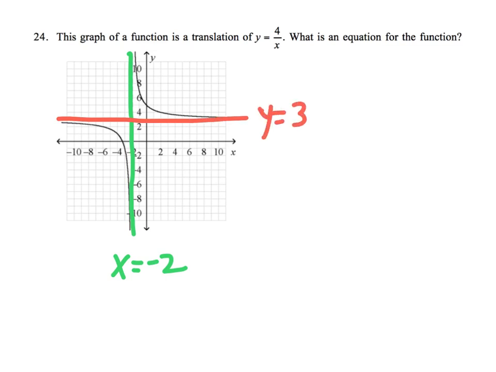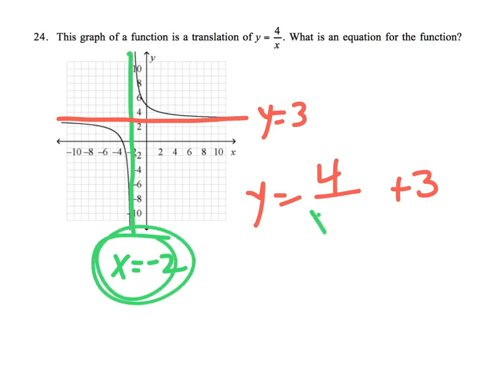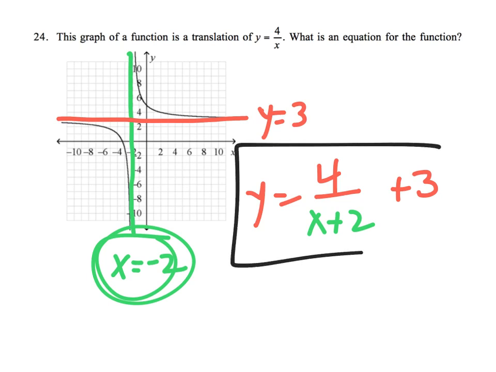Remember, your number on the outside tells you your horizontal one, your y equals. So I know I'm going to have y equals 4 over, and then we're going to have a plus 3 on the outside. Now the bottom one is going to be the x, but you need to flip the sign. So we have x plus 2. And this guy would be your final answer. Y equals 4 over x plus 2, plus 3.